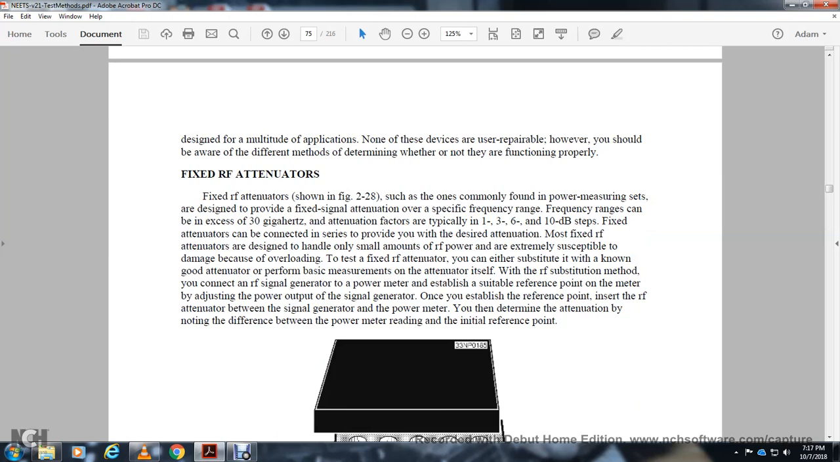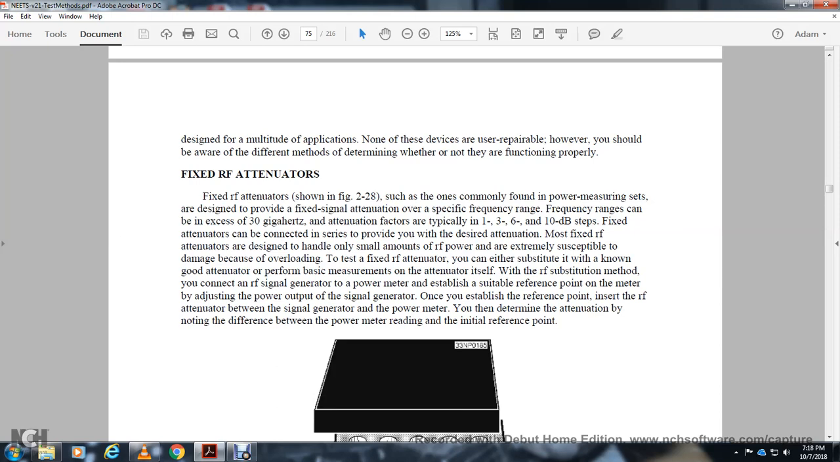Fixed radio frequency attenuator. For the type shown in figure 228, the terminal is one commonly found with power measuring sets, designed to provide fixed signal attenuation over a specific frequency range. With a frequency range that may exceed 30 GHz, the attenuation factor is typically 3 or 10 decibels. Fixed attenuators are connected to provide the desired attenuation. Most radio frequency attenuators are designed to handle only a small amount of power.